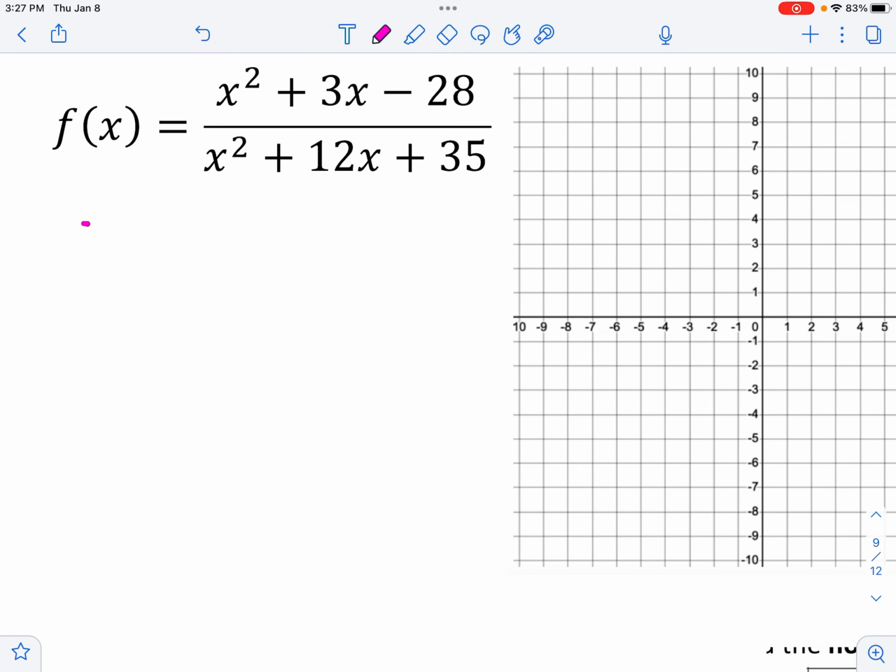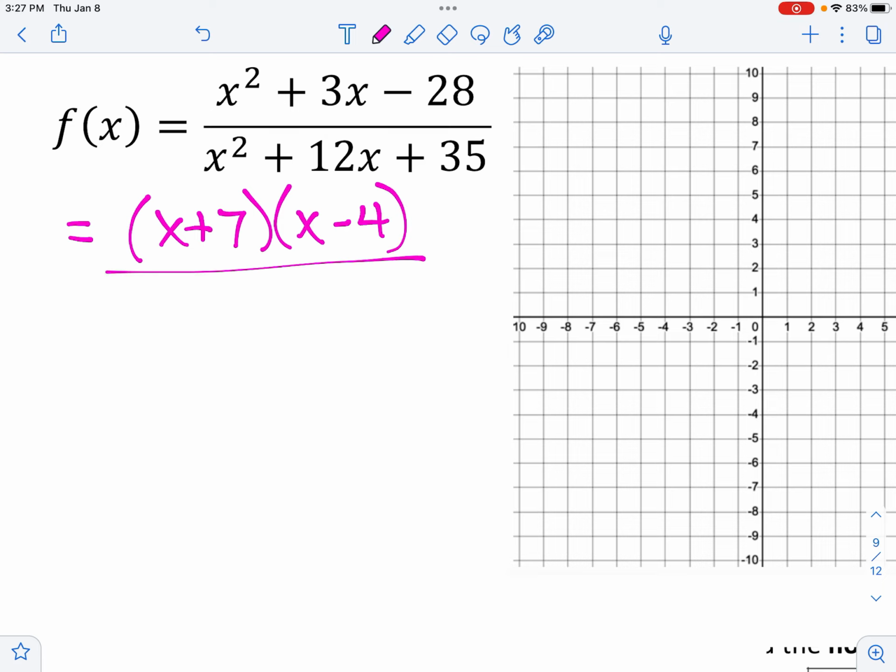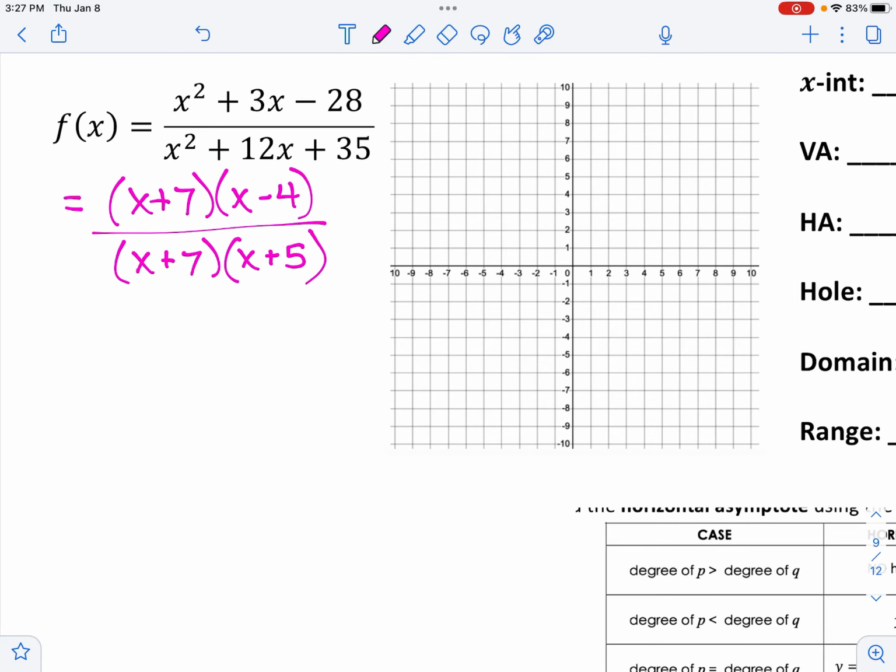All right, in the numerator, 2 numbers that multiply to be -28, but add up to be 3 would be 7 and -4. And then the bottom, 2 numbers that multiply to be 35, but add up to be 12, 7 and 5. Okay, these cancel. I get x minus 4 over x plus 5.